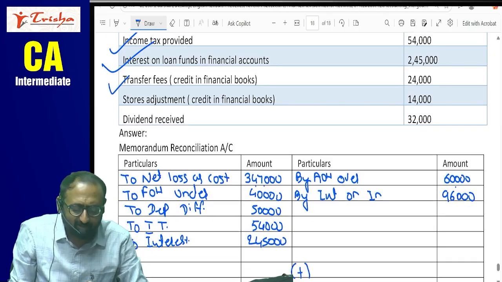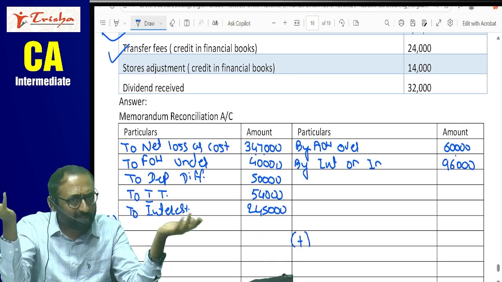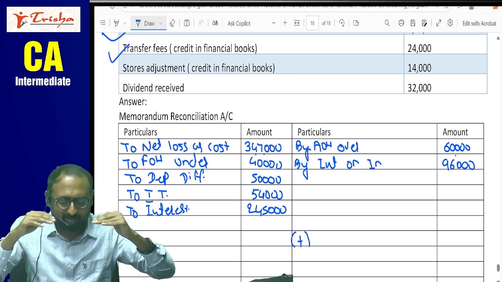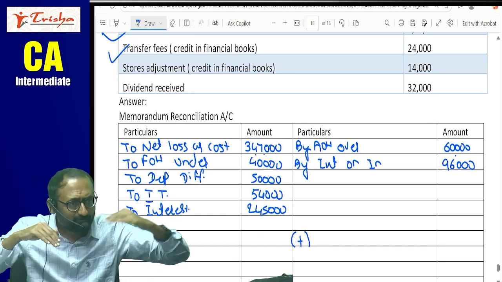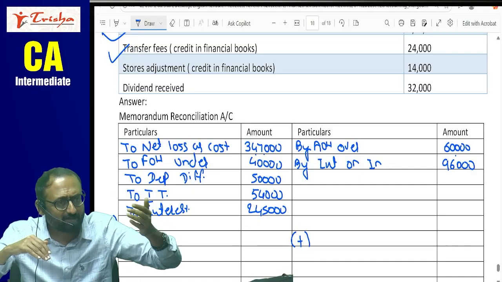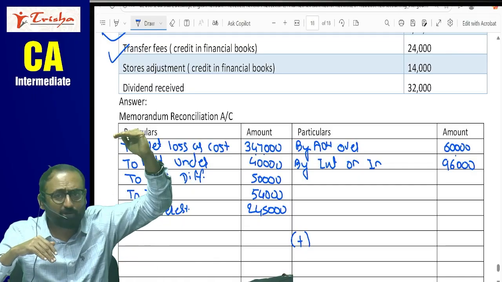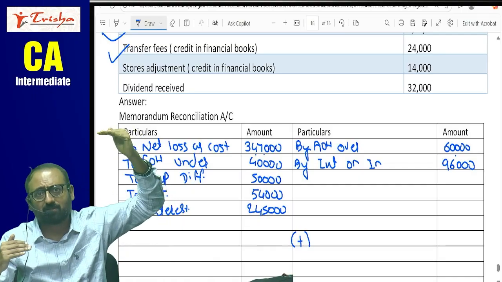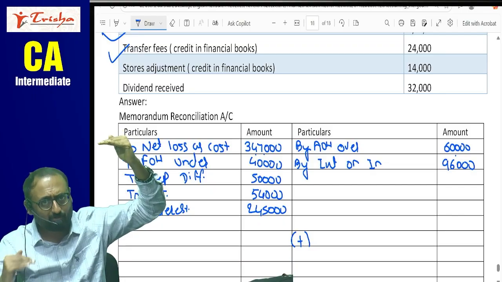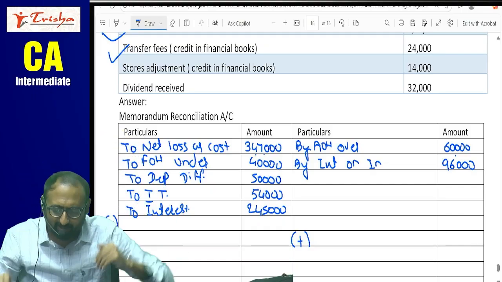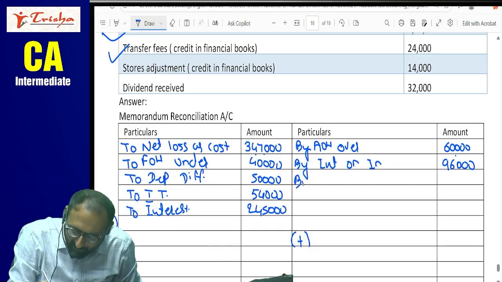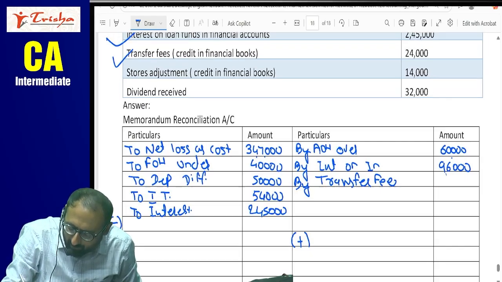Sirji, transfer fee credited. Credit all incomes and gains. So, Sirji, transfer fee credited. In finance, transfer fee is credited. Means finance income you have considered, but in costing you have not considered this transfer fee. From costing you are going into the finance, you will have to add that. So, 24,000 by credit side, by transfer fee. Credited, 24,000.